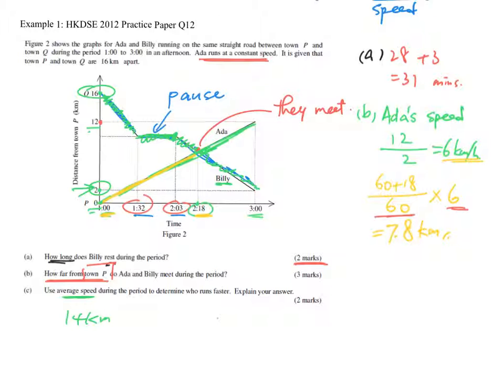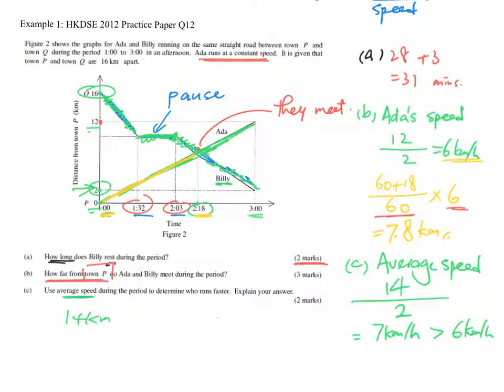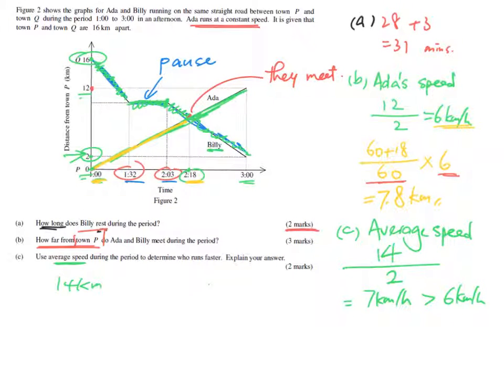As a result, we are in part C. When we talk about average, bear in mind that it also includes the time he takes a rest. He runs 14 km in a total of 2 hours, so it's 7 km per hour. Even though he takes a rest, his speed is faster than Ada's, which is 6 km per hour, as we obtained in part B. So we can say Billy runs faster.